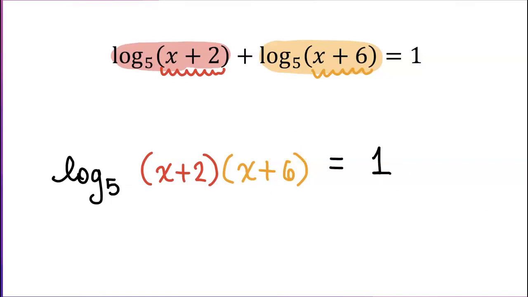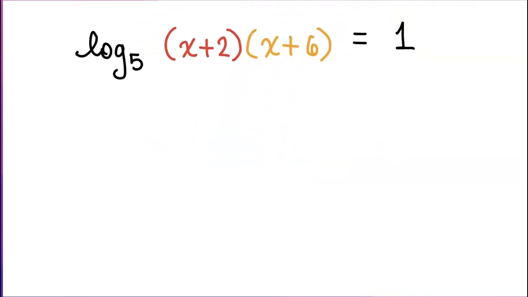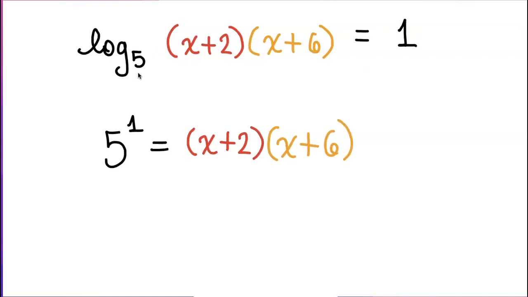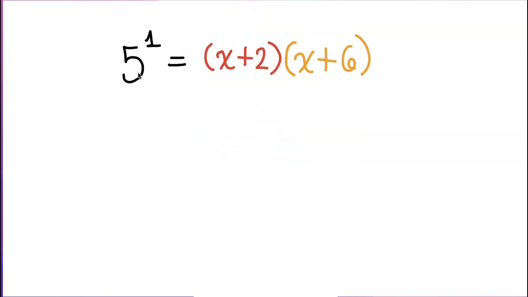Now let's write this in exponential form. The base of the exponential form will be 5. So I'm going to write 5 to the, now the exponent should be 1. So 5 to the first power equals that log argument of x plus 2 times x plus 6. Let's simplify this so that we can solve for x values. 5 to the first power is 5. And on the right side, let us FOIL.